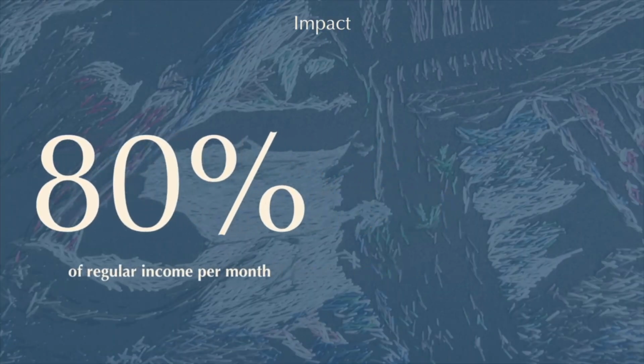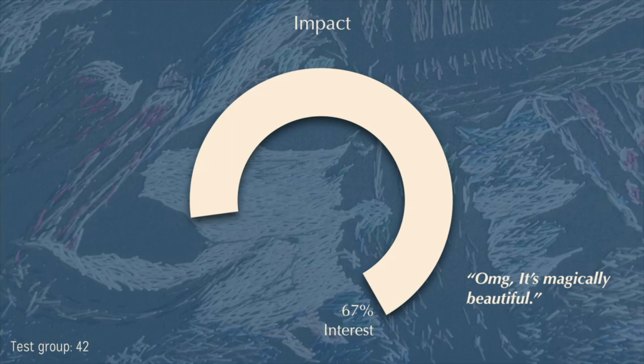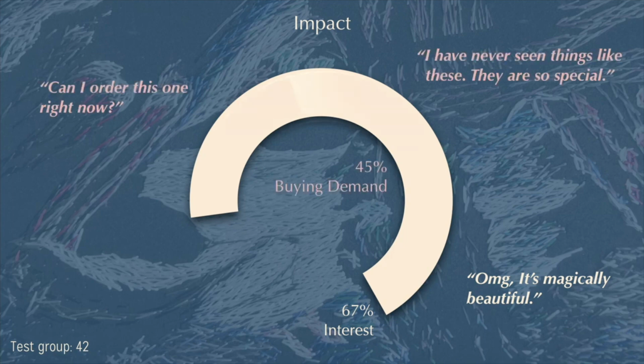So after this collaboration, 80% of the regular income per month was secured for the participating artists, which significantly lifted them up from the poverty level. Among a test group of 42 people, 67% have an interest in learning more about the sewing embroidery artist's story, while 45% have a buying demand.